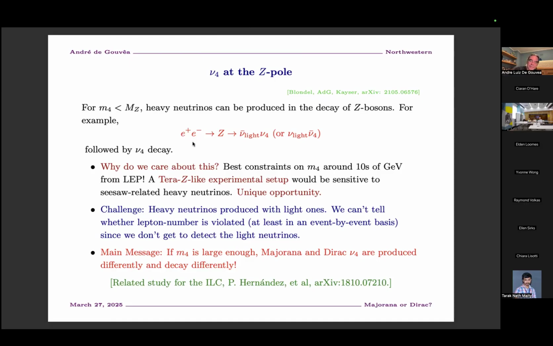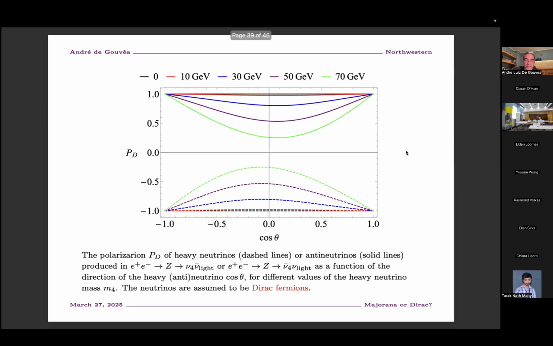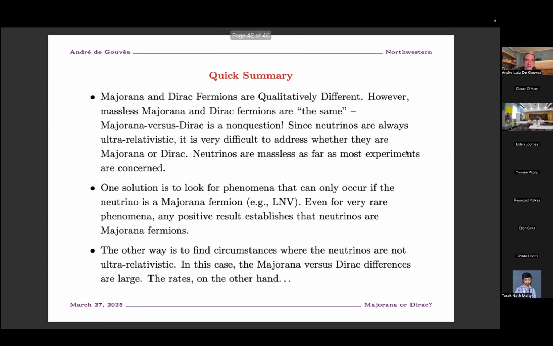But what's exciting about this e+ e- goes to nu light, nu heavy, is that not only is the decay kinematics of the nu4 different for Majorana or Dirac, but the production kinematics of the heavy Majorana nu4 or a heavy Dirac nu4 is also qualitatively different. And we have this really nice paper where we work out the details of how different these kinematic distributions are. I'm going to skip this because I don't want to impose on your time more, but I want to come to the conclusions and maybe people can ask a question or two.